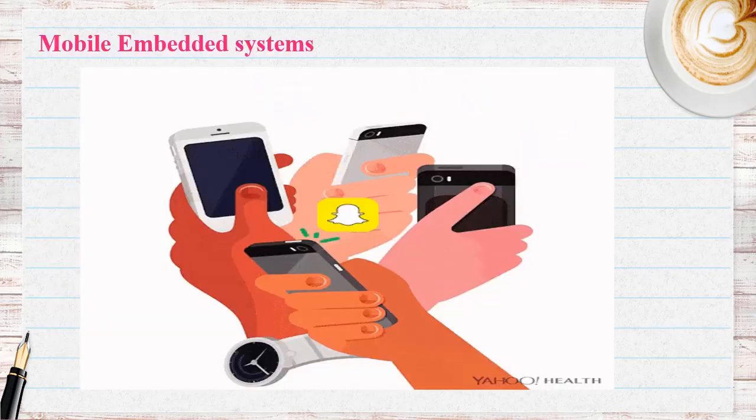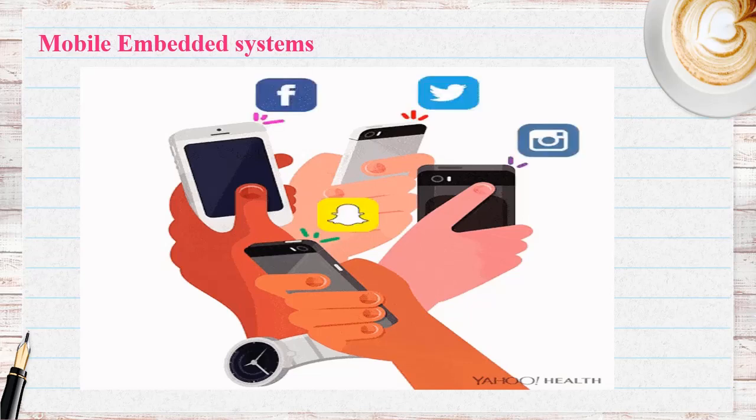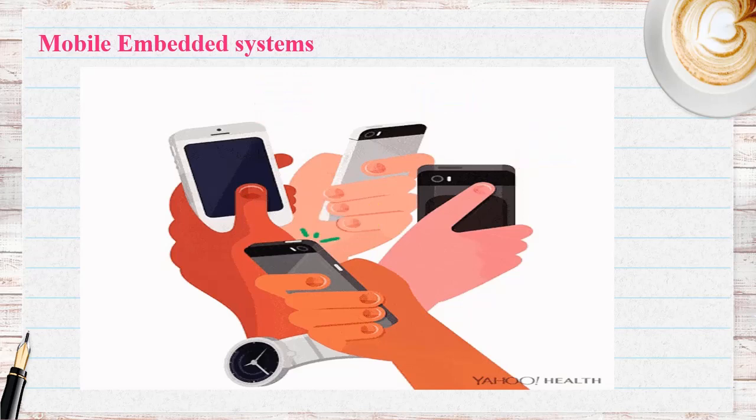The portable embedded devices like mobile and cellular phones, digital cameras, MP3 players, PDAs, personal digital assistants, are the examples for mobile embedded systems. The basic limitation of these devices is memory and other resources.